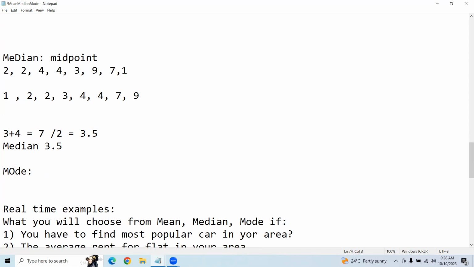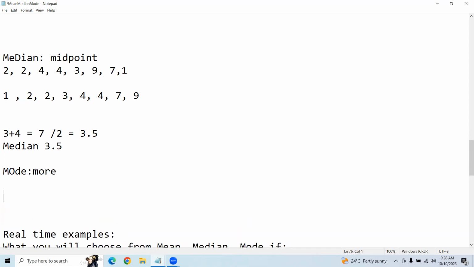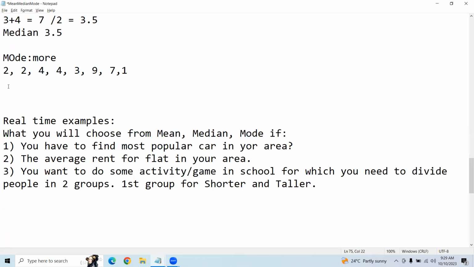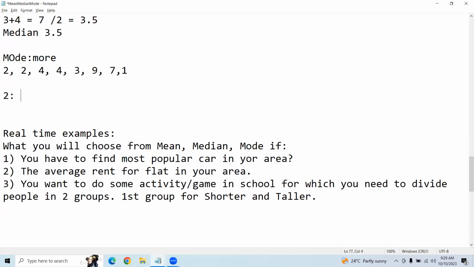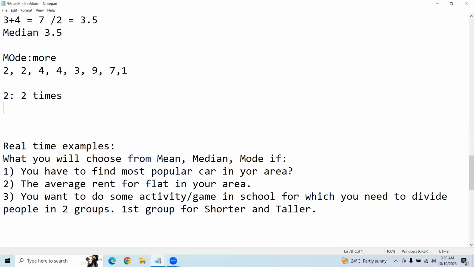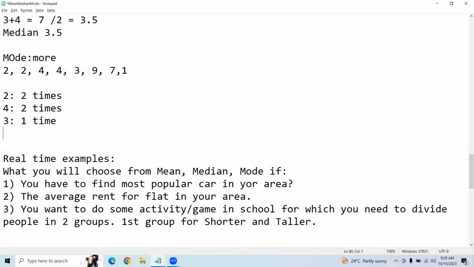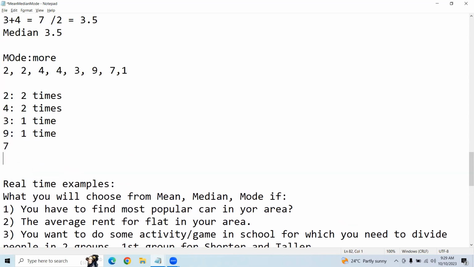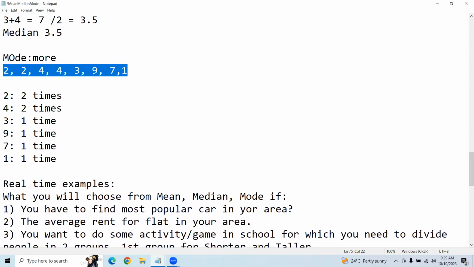Mode, we are going to write O as a capital, with which we can recall it's more number of times. So now here, let's see, 2 is how many times here? 2 times here. 4 is how many times here? 2 times here. 3 how many times? 1 time. 9 how many times? 1 time. 7 how many times? 1 time. 1 how many times? 1 time. So you can just check the total. We have 8 digits. So 2, 2, 4, 5, 6, 7, 8. So we have covered all the digits.